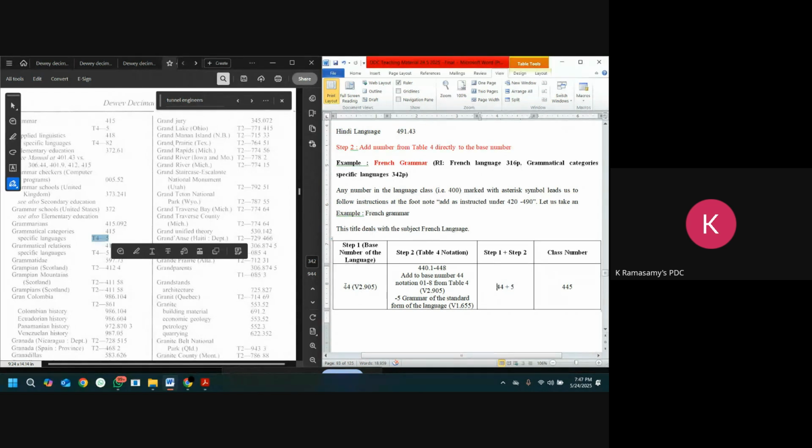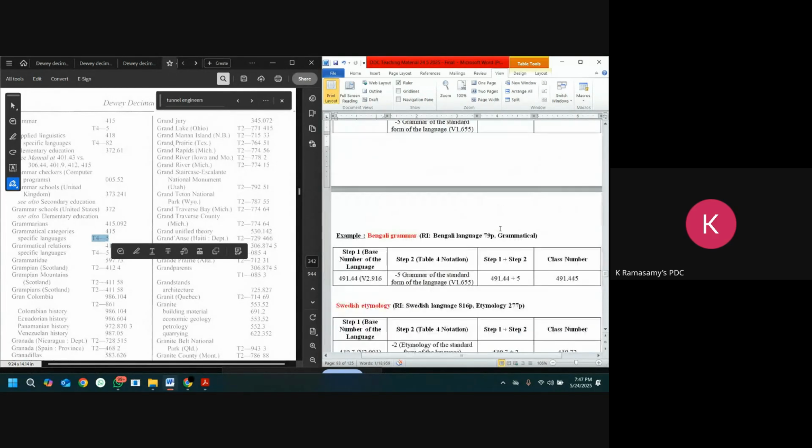Very simple. See, the language number is 44. I told you, 410 American English, 420 British English, 430 German language, 440 French language. Only for these major numbers, whenever the last digit is 0, you have to remove the last digit 0 to get the base number. Other languages, absolutely no problem, you can use them as such. So what is the answer here? 44 plus 5, 445 is the answer for French grammar.